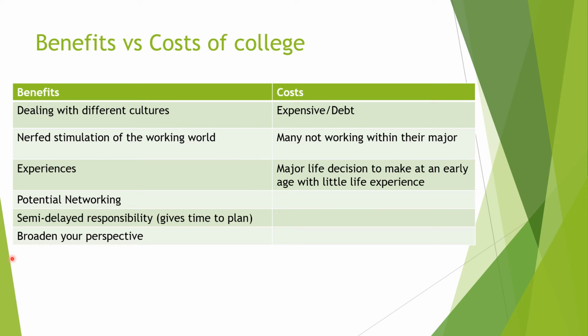Potential networking. It also gives you a delayed responsibility. Most times, because of financial aid, and maybe if you live in your parents' house too, you're not thrust out into the working world to immediately produce results, which is usually find a job and find somewhere to live. So this gives you time to plan out: if I want to change something, if I want to get certain affairs in order, if I want to learn certain skills.